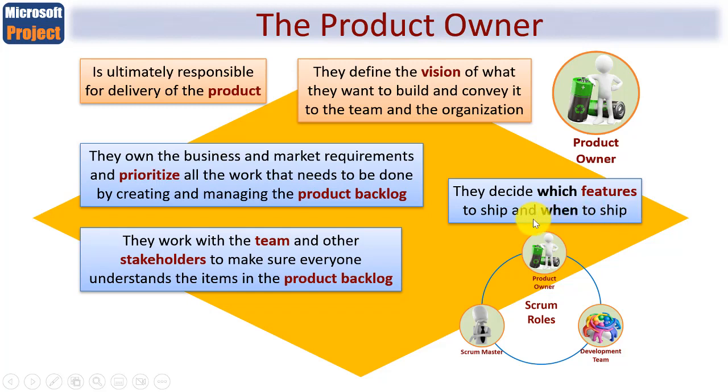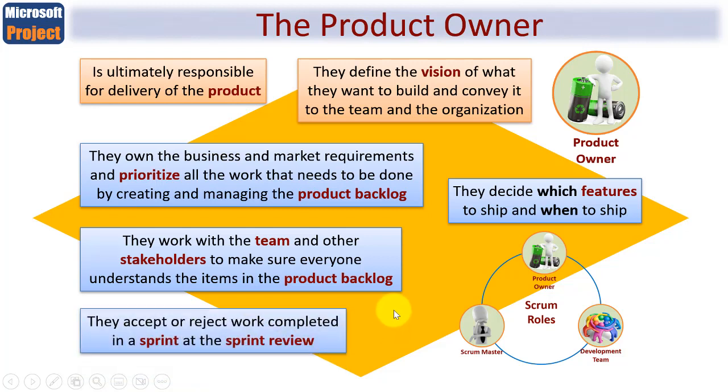The product owner works with the team and any other stakeholders to make sure everyone understands the items in the product backlog, so there is no confusion. And it is they who accept or reject the work completed in a sprint at the sprint review. After all, it is their product. Bringing us nicely to the Scrum Master.